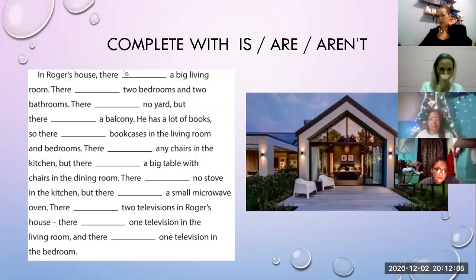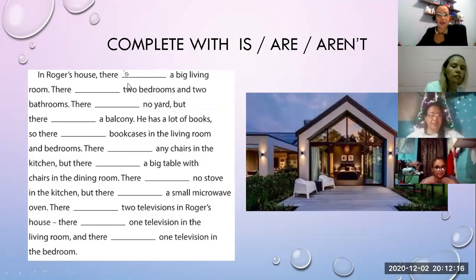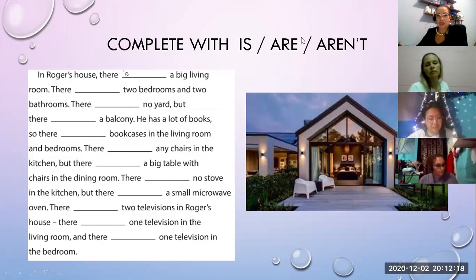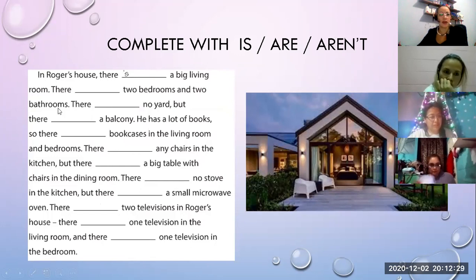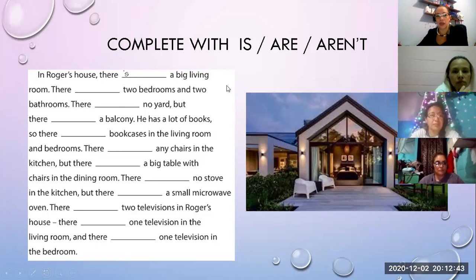Vamos a completar aquí usando is o are. La foto solo es ilustrativa, no se van a basar en la foto. So, la foto solo es como decoración. Okay, vamos a estar usando is o are o aren't. Puede ser contractado, vamos a ver, solo vamos a ir poniendo lo que iría en los espacios, no es necesario que lo copien todo. In Roger's house, there, y dice a big living room, entonces como es singular, aquí faltaba el is, solo que aquí está contractado. In Roger's house, there is a big living room.